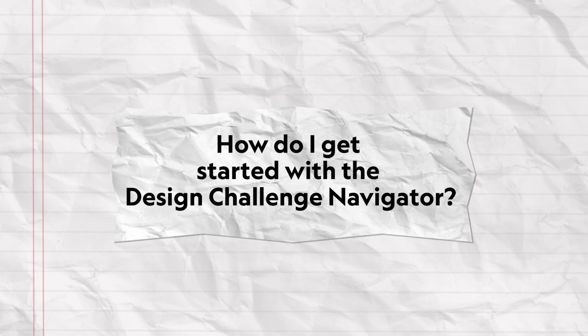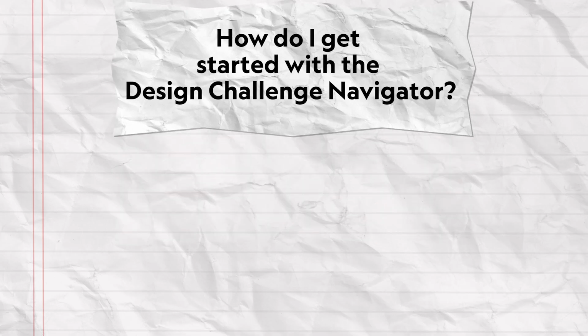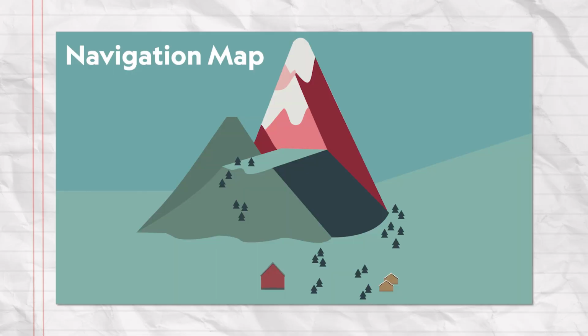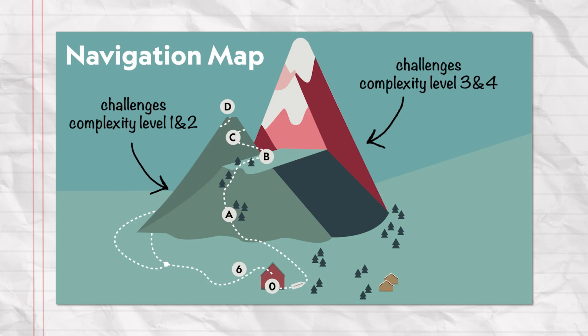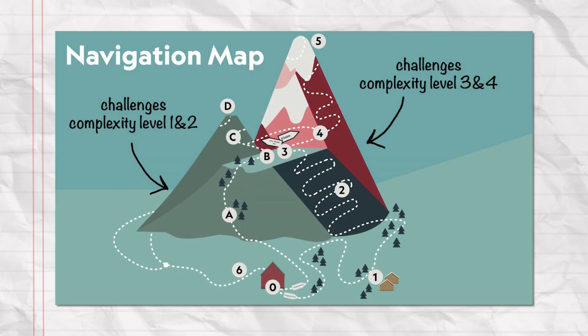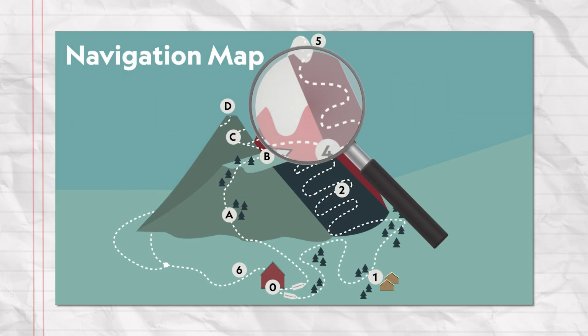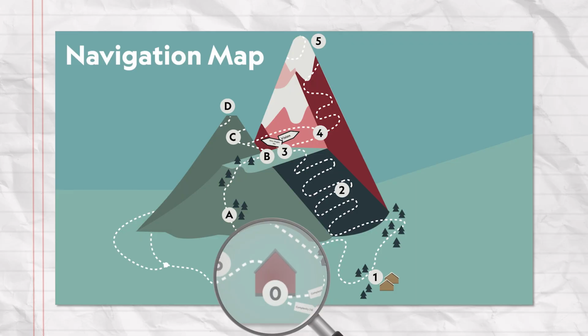How do I get started with the Design Challenge Navigator? The central piece of the DCN is the navigation map. It displays 2 mountains, a grassy hill and a rocky beast. Along the small grassy hill, you find the design stages of the lower complex challenges. Along the rocky beast, the design process stages for higher complex challenges. Your design challenge starts and ends at the little red hut at the bottom.